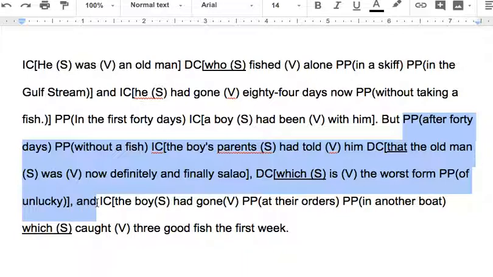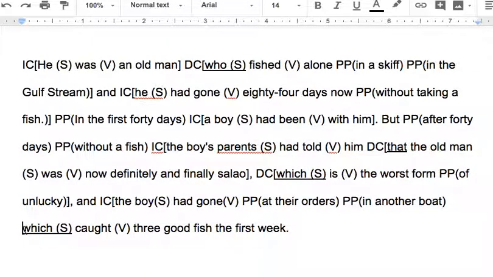Then we have another coordinating conjunction, linking it to an IC, the boy had gone, with a prepositional phrase, at their orders, another prepositional phrase, in another boat, and then the DC, which caught. So we forgot to mark that DC. Let's put that in now. Put brackets around it. Which caught 3 good fish the first week.